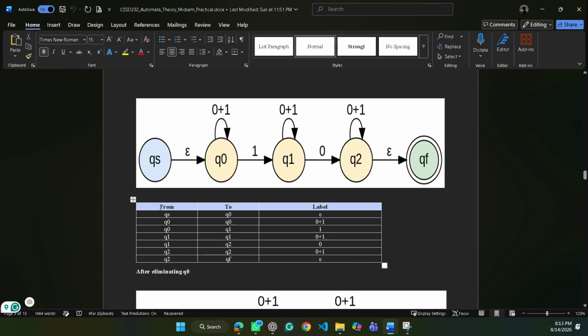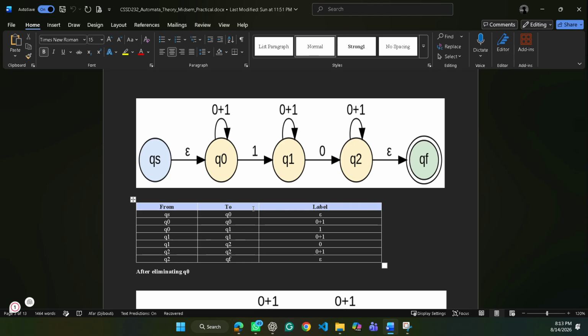After each state is eliminated, I record the remaining states and transitions. For NFA1, after eliminating Q0, the important transition becomes QS maps onto Q1, which is equal to (0+1)*1. After eliminating Q1, QS maps onto Q2, which is (0+1)*1(0+1)*0. After eliminating Q2, we obtain the final regular expression.